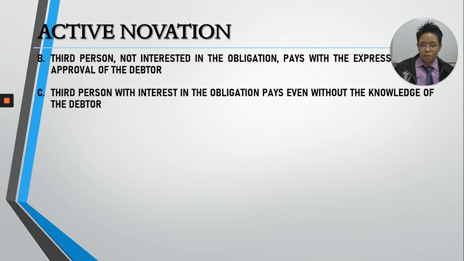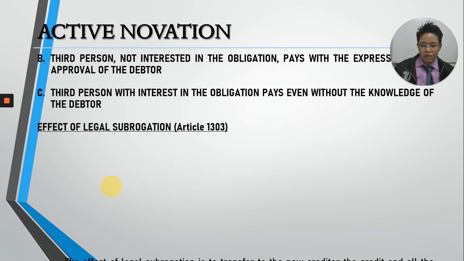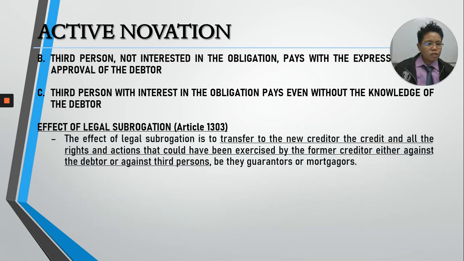Merong legal subrogation. So, effect of legal subrogation, 1303, transfer to the new creditor the credit and all rights and actions that could have been exercised by the former creditor. So the rights for penalties, mortgages, etc., rights against guarantor, maipapasa doon sa new creditor.